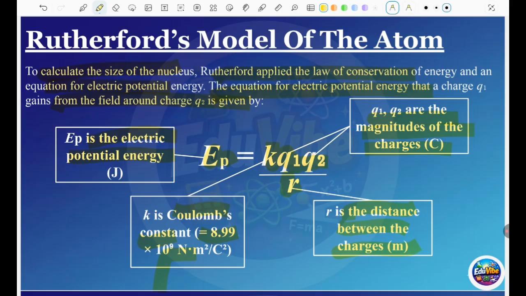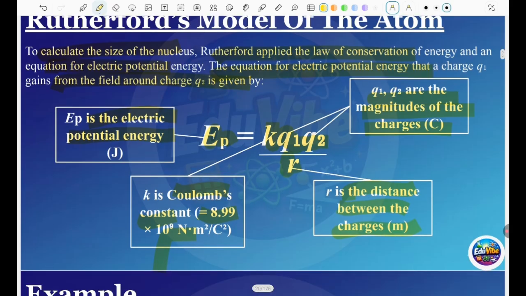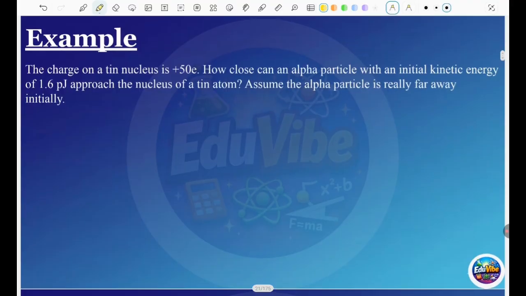That formula again appears in forces and fields, but now we involve the electric potential energy, because we use it to find the size of the nucleus. We have one small example. The charge on a tin nucleus is plus 50 electrons. How close can an alpha particle with an initial kinetic energy of 1.6 pJ approach the nucleus of the tin atom? Assume the alpha particle is really far away initially.